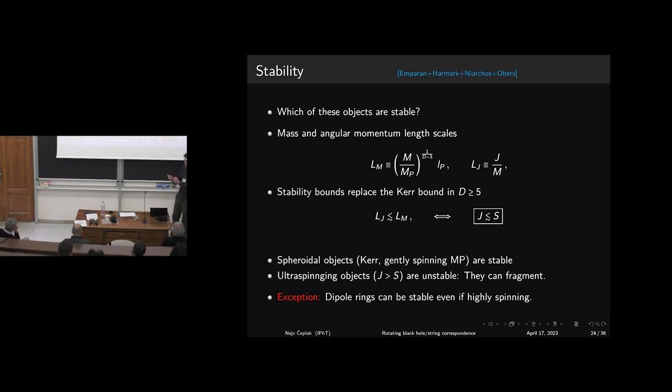In fact, this is slightly related to the two different sizes: you can associate typical length scales to your angular momentum and to your mass. Whenever your gravitational size, the size associated to mass, is greater than the length scale of your angular momentum, then your black hole is stable. Another way of saying this is that whenever you have a black hole where most of the entropy comes from the mass rather than from the way you distribute your angular momentum, then these solutions are stable. So spheroidal objects, not spherical, spheroidal, are stable, and ultra spinning objects which have J greater than S are unstable and they can fragment. The only exception that we're going to consider are dipole black rings, which are stable, so they can survive longer.